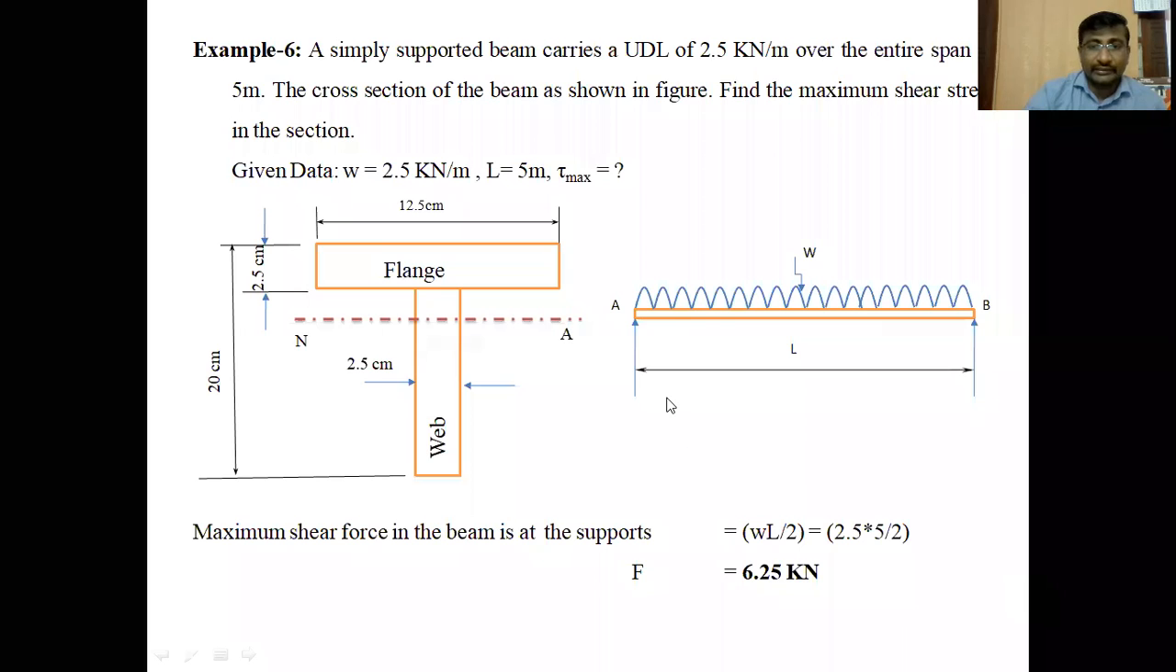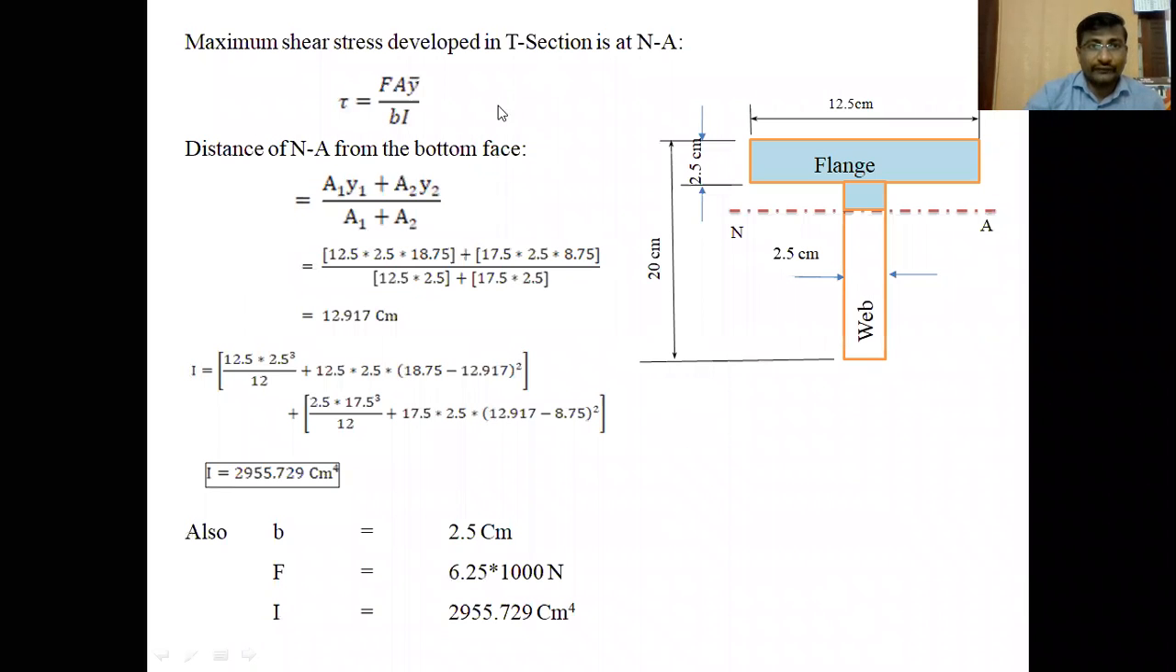Okay, students. So let us find the moment of inertia. Before that, you have to find the moment of inertia, and then only you can find the maximum shear stress value, which is developed at the neutral axis. So maximum shear stress developed in T section is at neutral axis, which is by using tau equal to F A y bar by B I, is the formula.